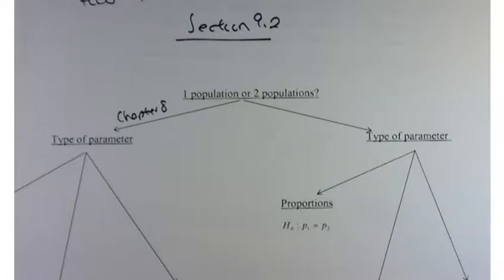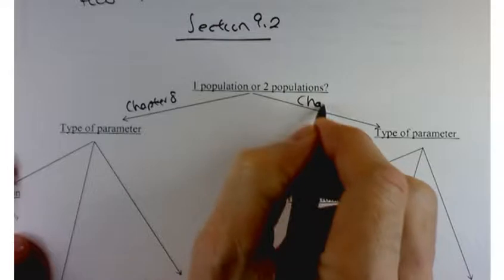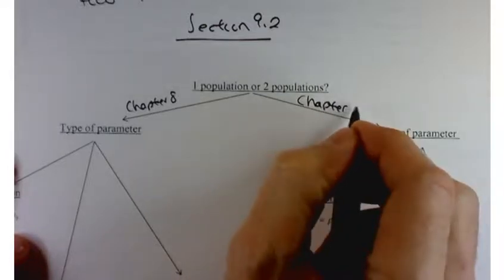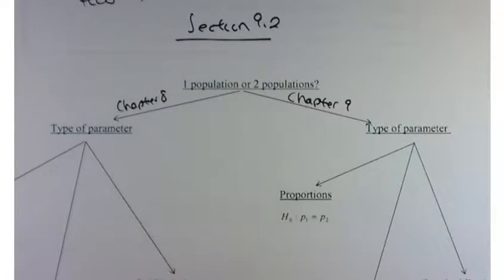Moving into Chapter 9, the big difference between Chapter 9 and Chapter 8 is that in Chapter 9 we're going to be dealing with two populations. We'll have two different samples, perhaps from two different populations, perhaps from the same population. Kind of depends. And we're going to want to make statistical tests on the same kinds of things.